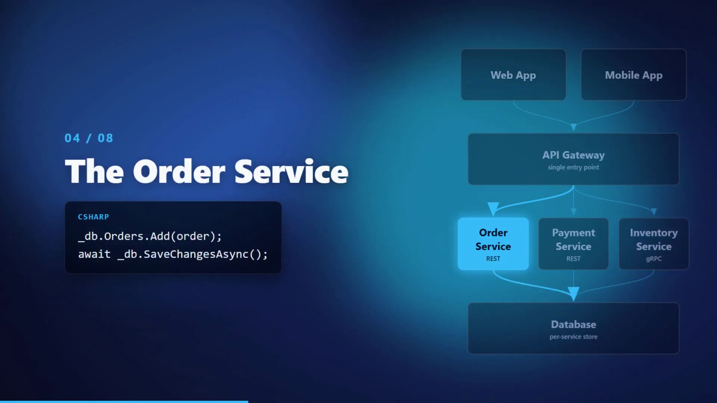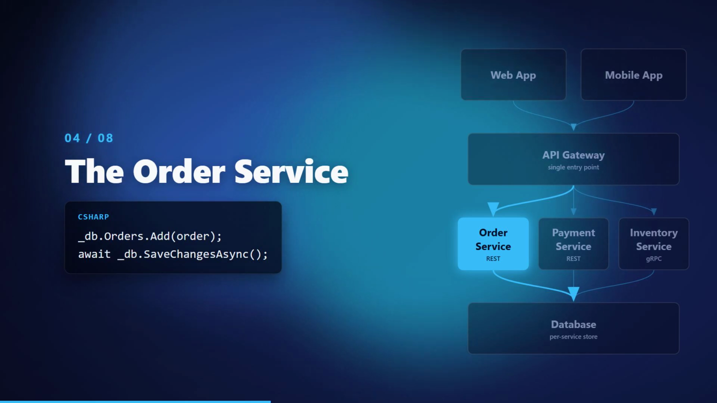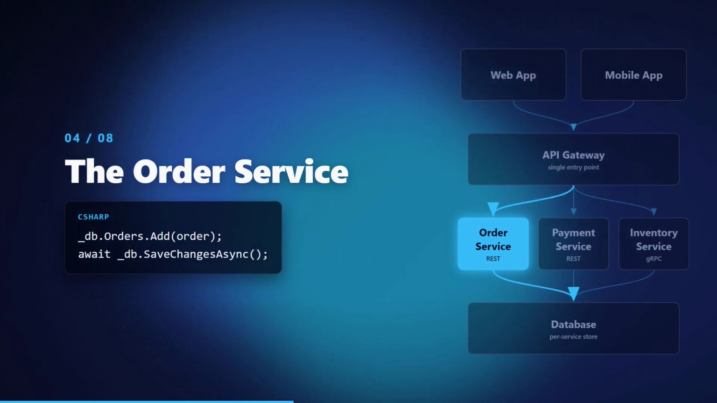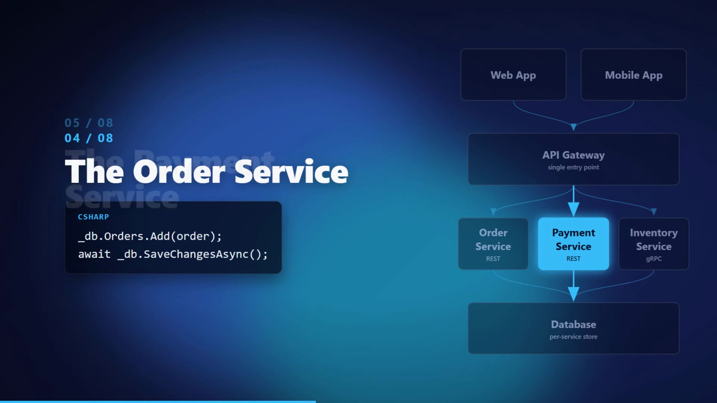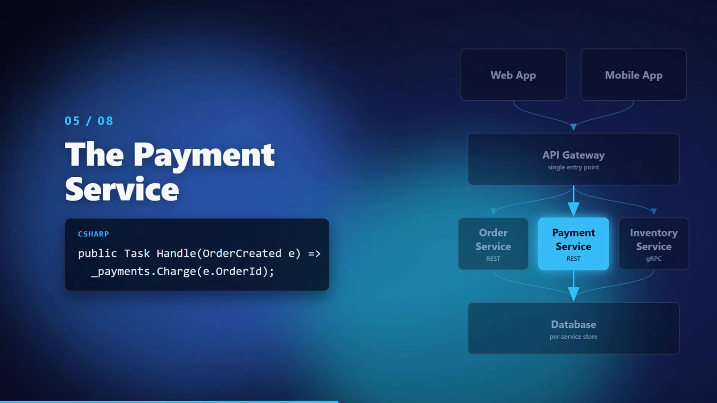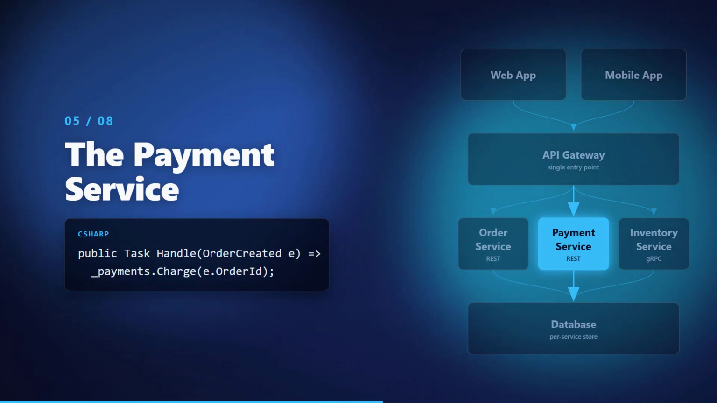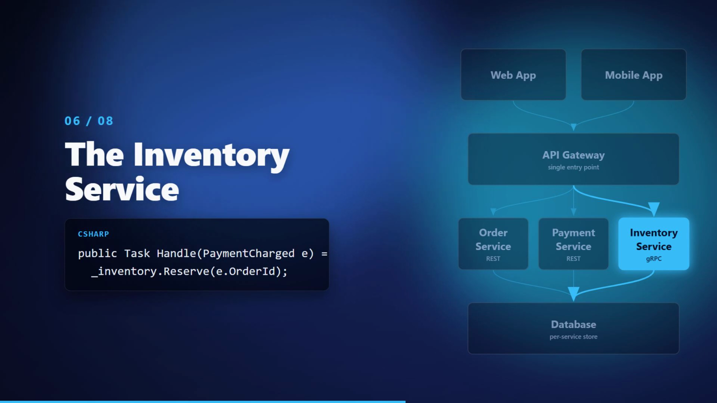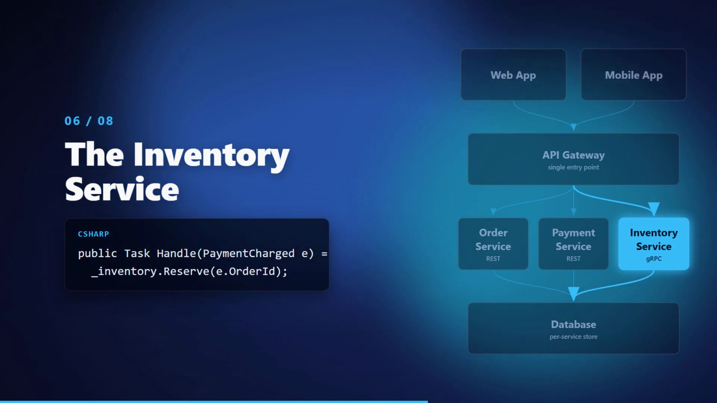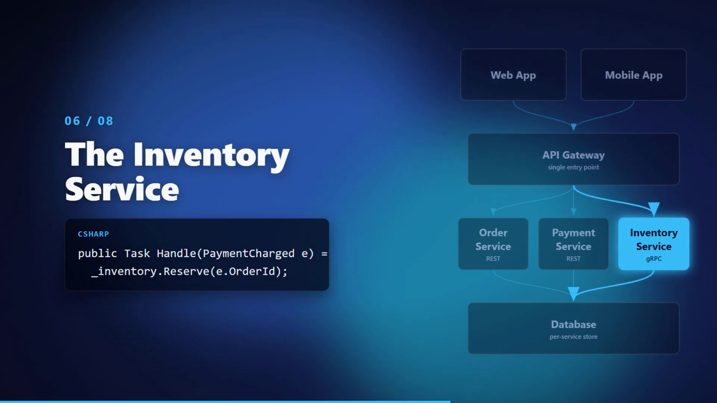The order service owns orders. It creates and updates them in its own database as local transactions. The payment service charges the card and records the transaction, completely isolated from the other services. Inventory reserves stock over gRPC for speed, and emits an event when items are committed.